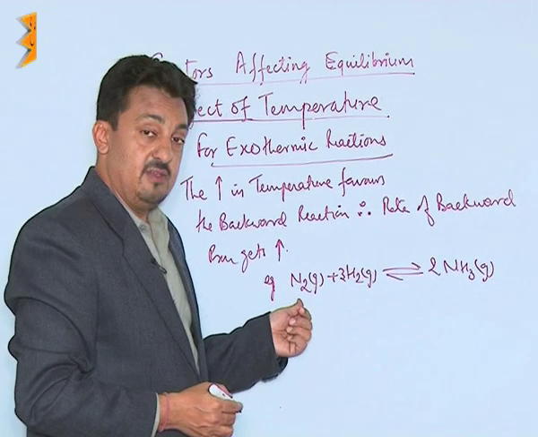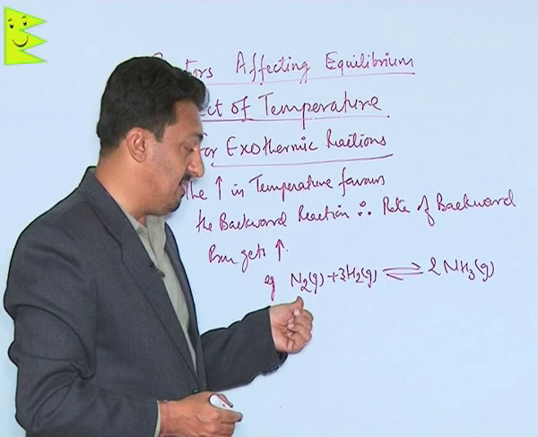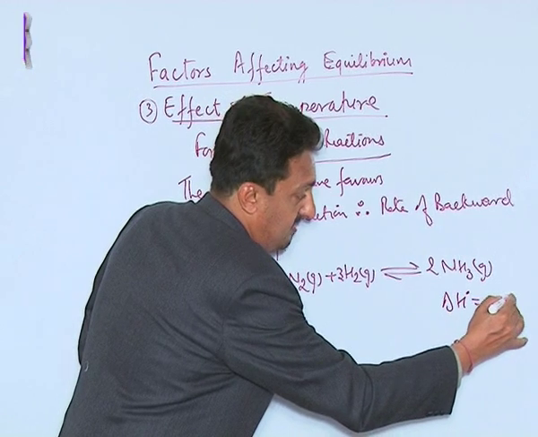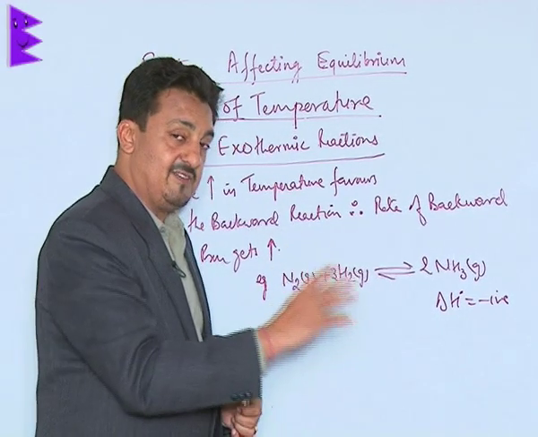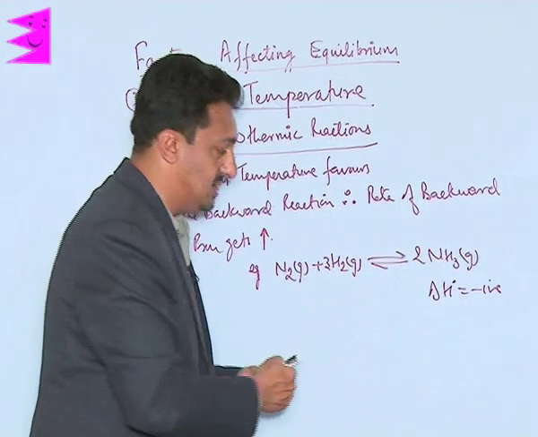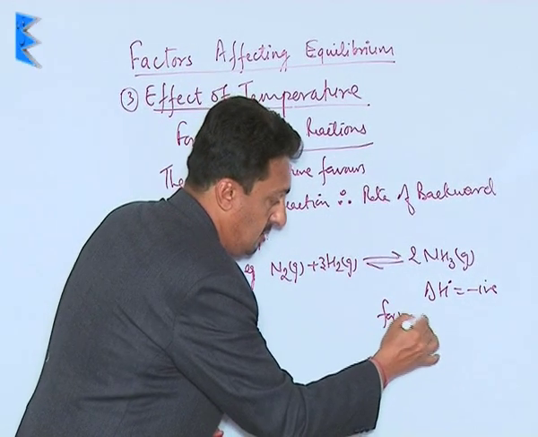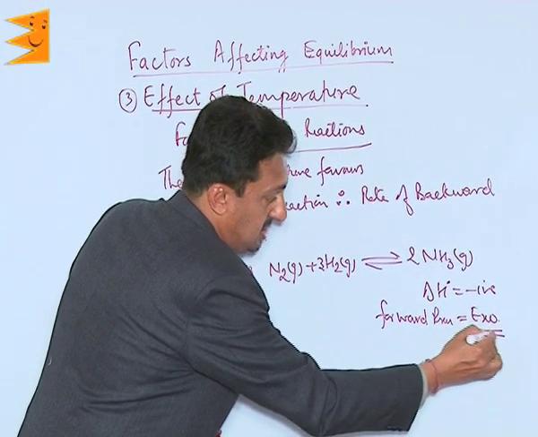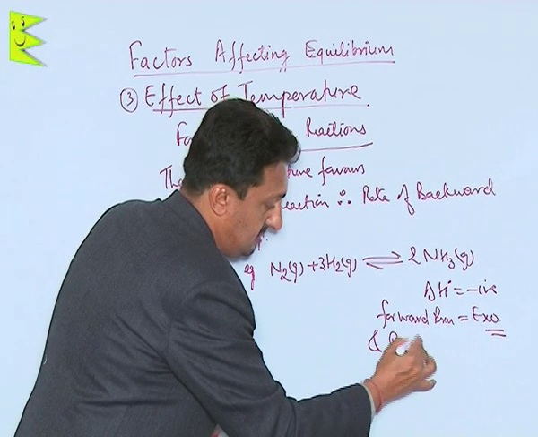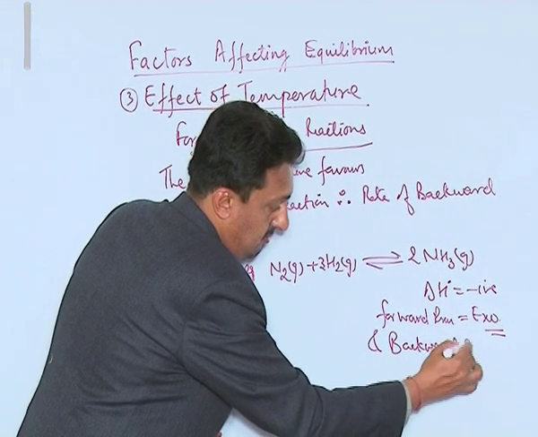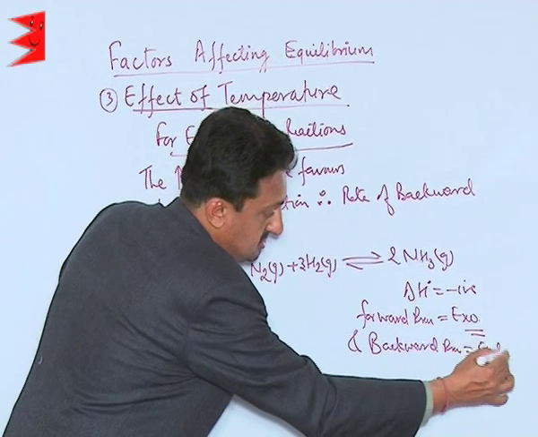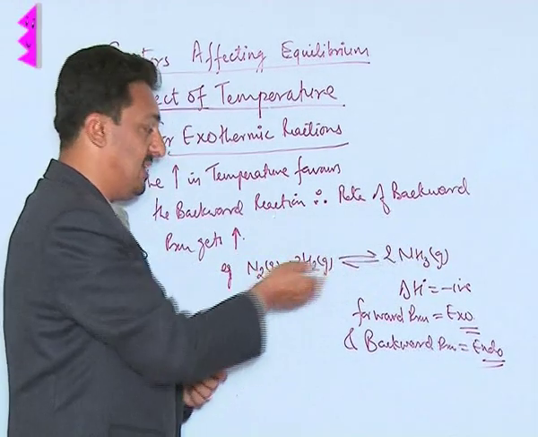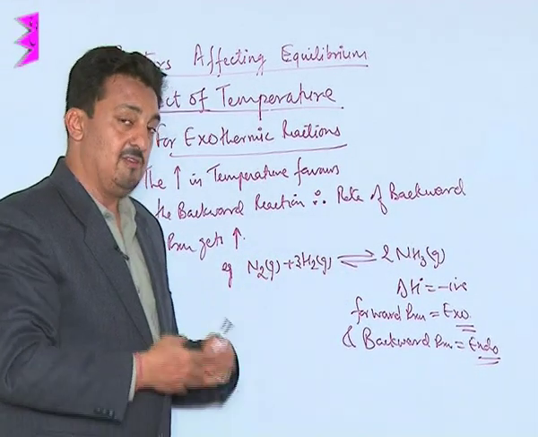The reaction which is taking place in Haber's process, in which nitrogen combines with hydrogen to form ammonia. The reaction's enthalpy sign is negative. The negative sign means the forward reaction is exothermic, and the backward reaction therefore is endothermic. It means when we are dissociating ammonia to nitrogen and hydrogen, we will be needing energy. So the sign will be positive.